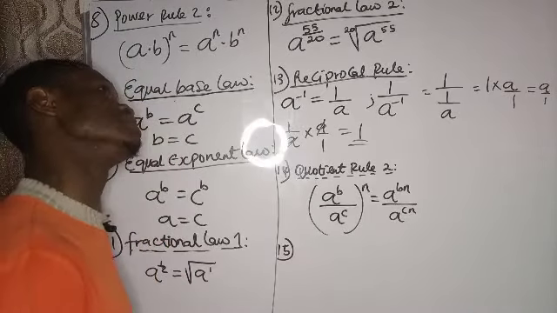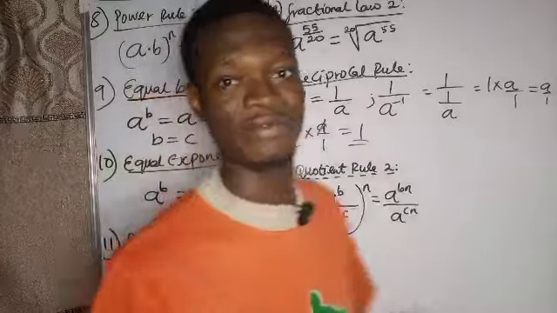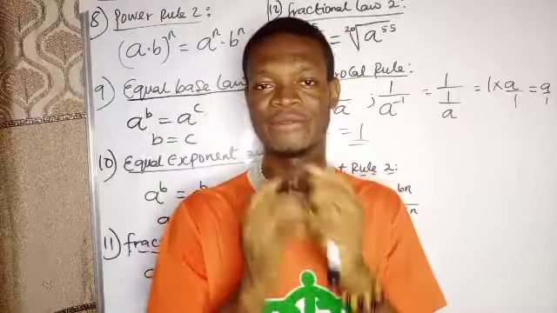So let me think whether I can get another rule on indices. All the rules I know are finished. All of them are finished.